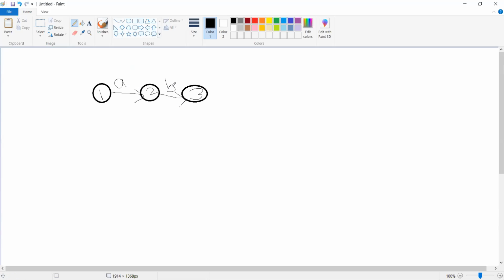Now what I want to do is remove this state 2. Please try to understand. When I remove this state 2, what will the answer be? We will be getting an answer having only 2 states. What are the 2 states? 1 and 3. Now we are going to get a direct transition from 1 to 3.